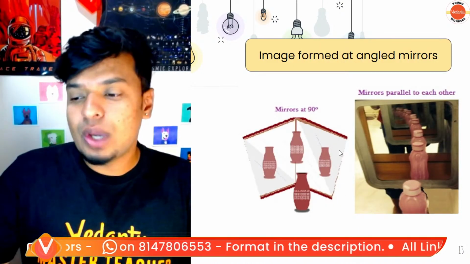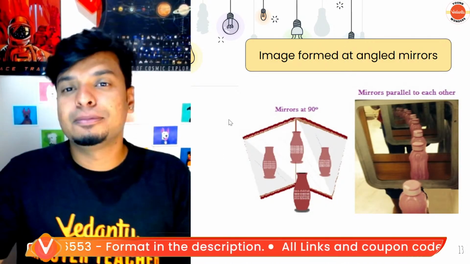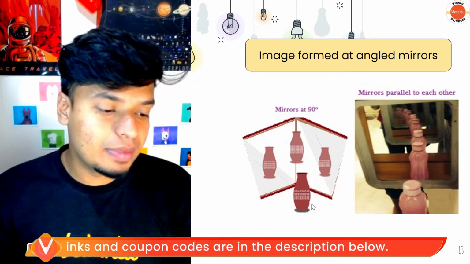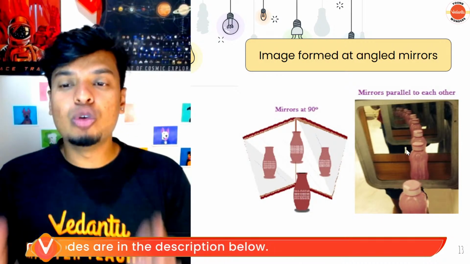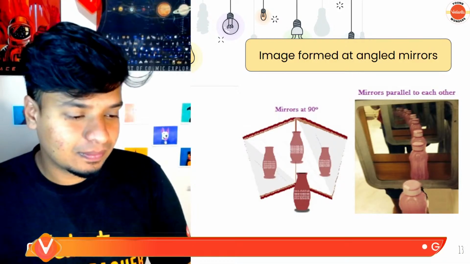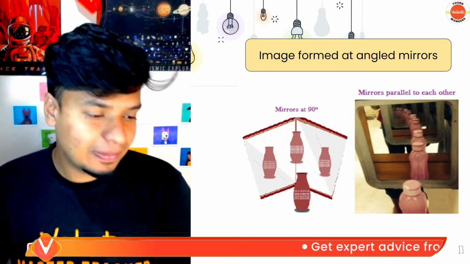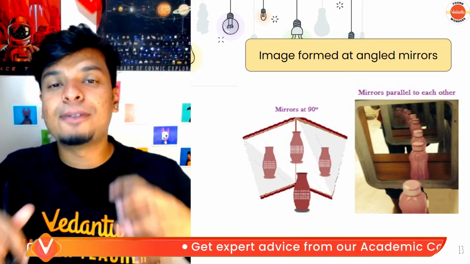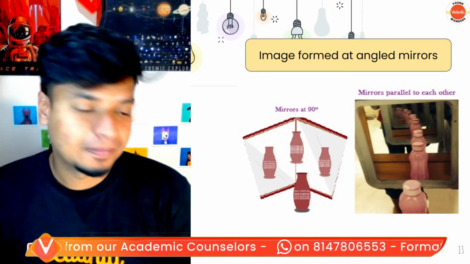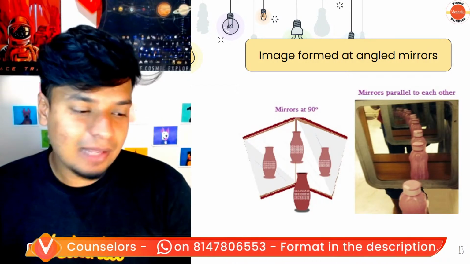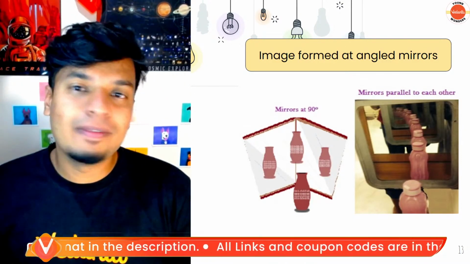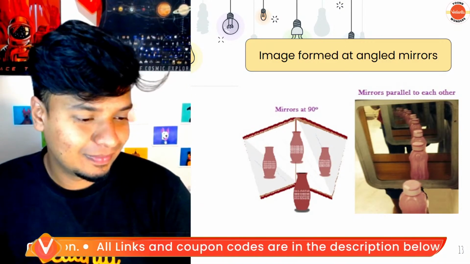Now look at this. You have two mirrors here and they are kept at an angle of 90 degrees. You can see multiple images here. There is only one object. Look at here. When two mirrors are parallel to each other, there will be an infinite number of images. Alright? Can somebody tell me what is the formula to find out the number of images formed when two mirrors are kept at an angle?